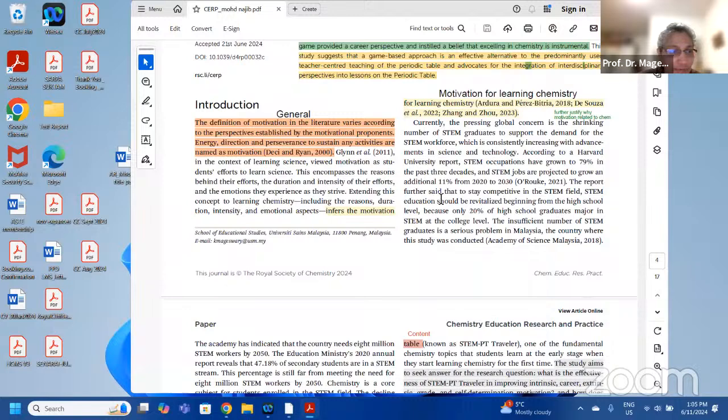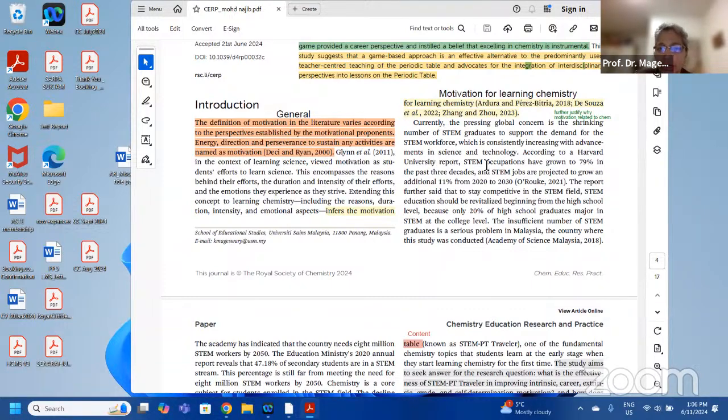Okay. Now, what is the problem? The second paragraph is the problem statement. So what is the problem? Why do I want to measure motivation? Why do I never measure something else, but I want to measure motivation? So why? Right. So first paragraph, what? Second paragraph, why?